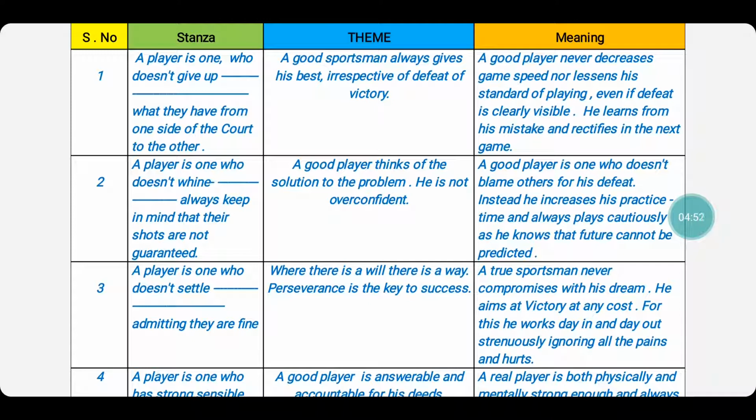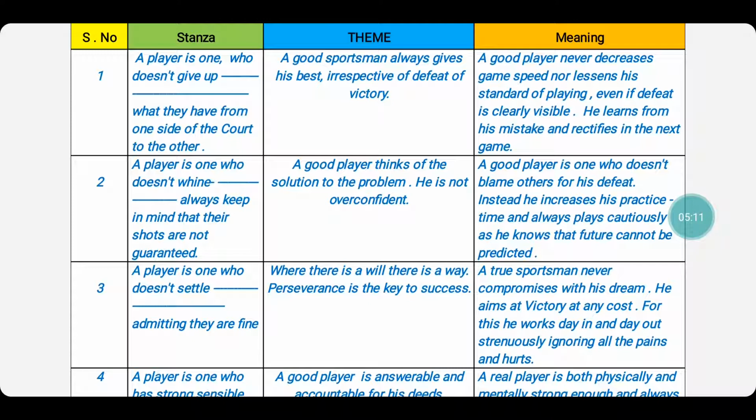A good player is one who doesn't blame others for his defeat. It is not the time that he blames. It is not the umpire he blames. It is not the other player he blames or the opponent team he blames. He doesn't blame anyone for any of the things that happened during the game.